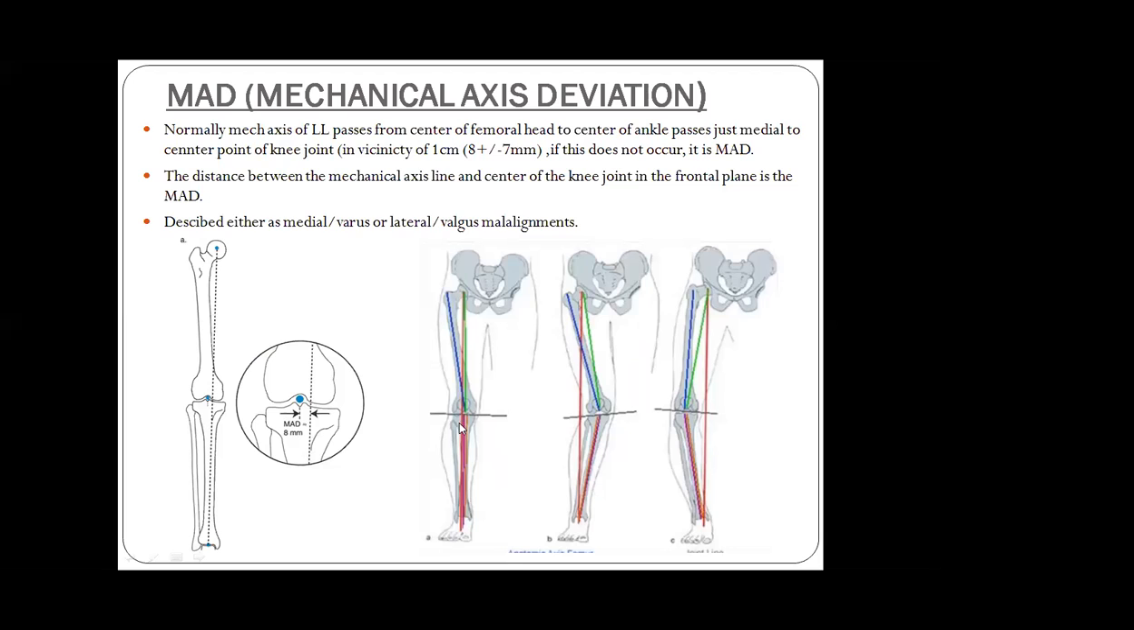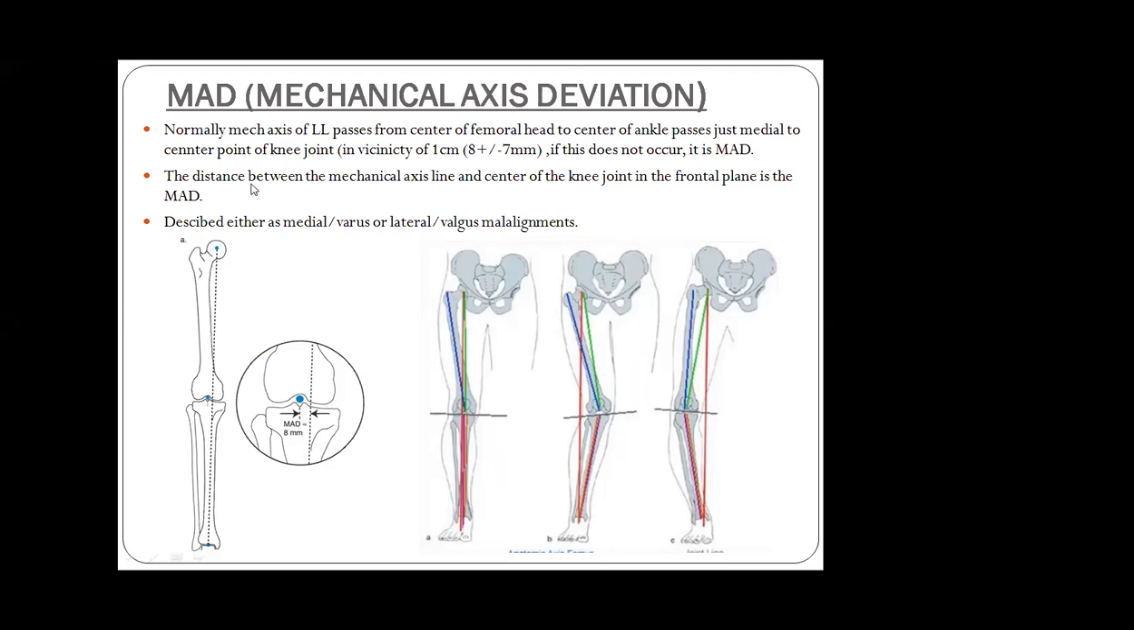As you can see in this diagram, the mechanical axis of the lower limb passes from the center of the hip joint to the center of the ankle, and it is just medial to the center point of the knee joint, which is around 1 centimeter. So during planning, if this mechanical axis does not pass medial to the center of the knee joint, that means there is a mechanical axis deviation.